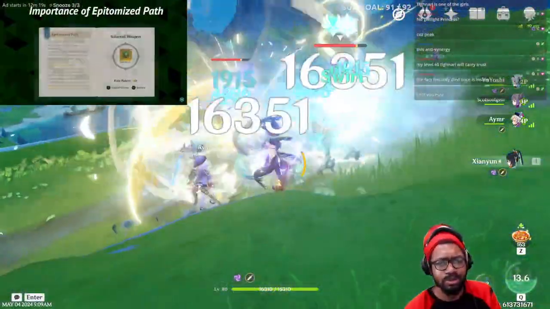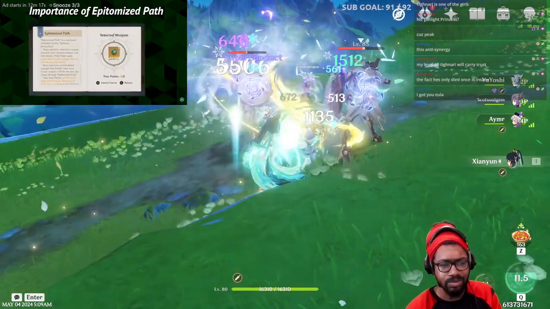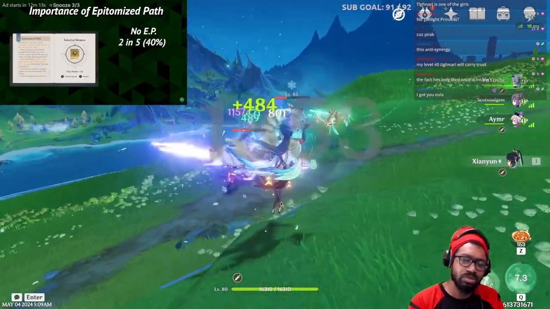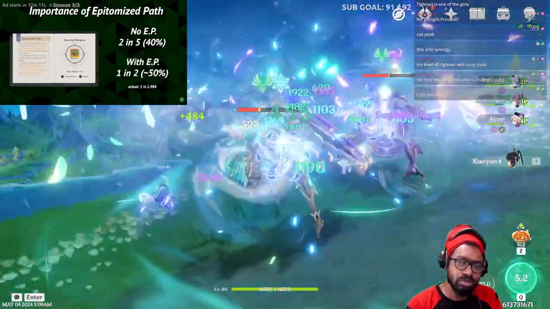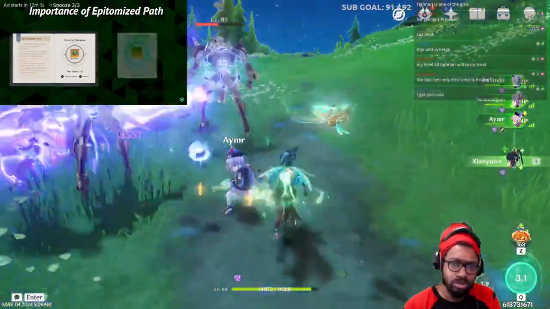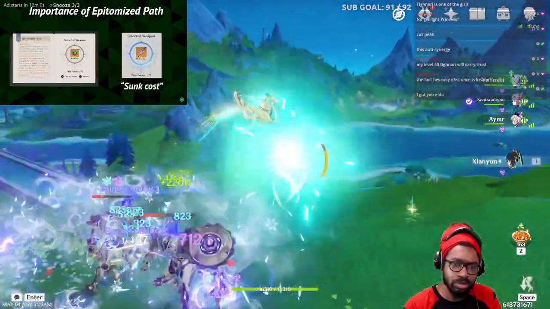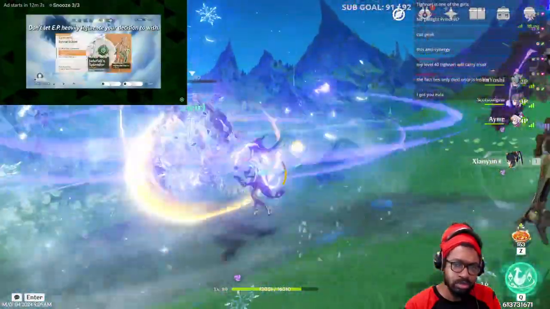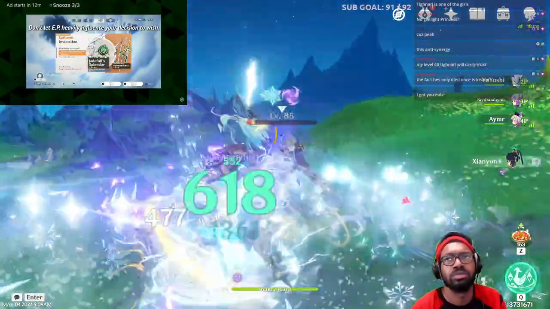The epitomized path is not as important as it may seem. Without it, 2 in 5 weapons will be the desired rate-up on average. Factoring it in, the rate increases to approximately 1 in 2. It's mainly there as a ploy to get players to continue wishing on the weapon banner due to sunk cost, so be mindful of this fallacy if you're on a Primogem budget.